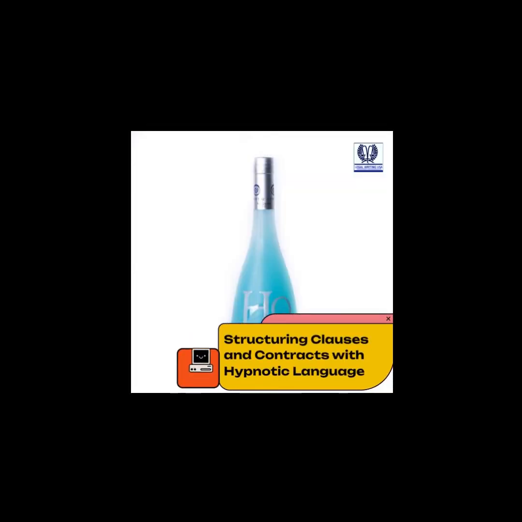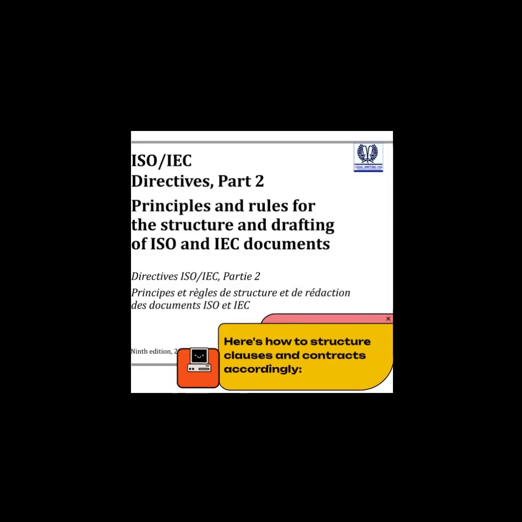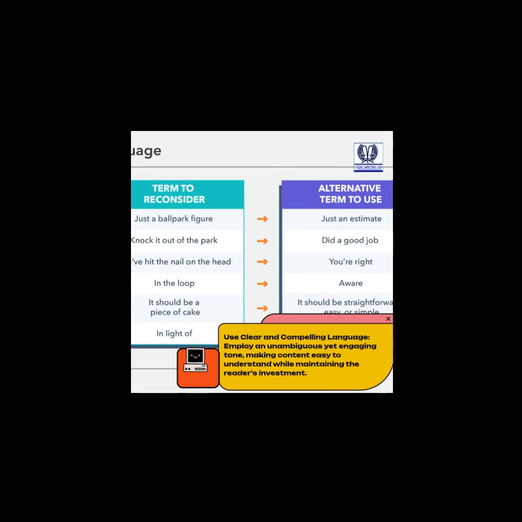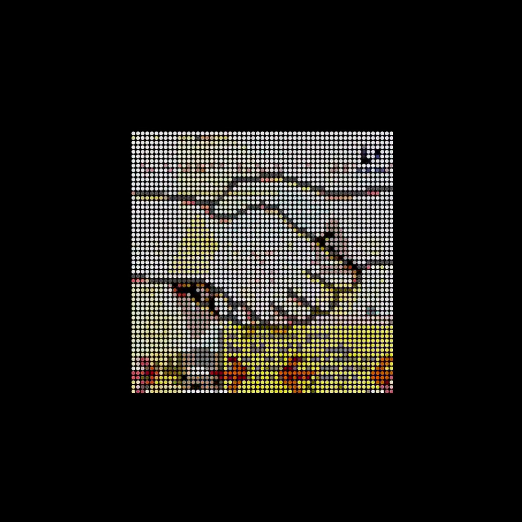Structuring clauses and contracts with hypnotic language. Integrating hypnotic language into contracts and legal documents can create persuasive, descriptive, and appealing documents. Here's how to structure clauses and contracts accordingly. Use clear and compelling language. Employ an unambiguous yet engaging tone, making content easy to understand while maintaining the reader's investment. Implement sensory-rich descriptions. Add concrete, sensory details to emphasize the consequences or implications of specific terms or agreements.